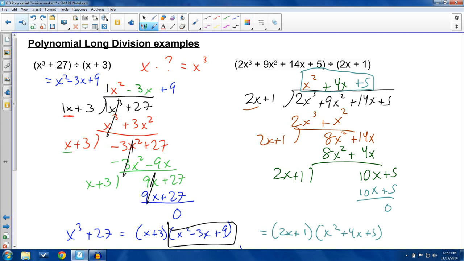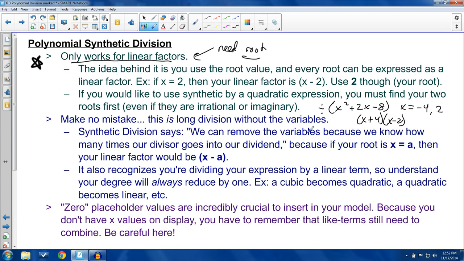The only other thing is that it also recognizes, because you're dividing your expression by a linear term, that your degree will always reduce by 1. So if you're using synthetic division starting with a cubic, your answer is going to be quadratic. If you start with a quadratic, it's going to become linear because you're dividing by a linear term. This only works for linear factors, so you also know that. So these are some important things as we do this.